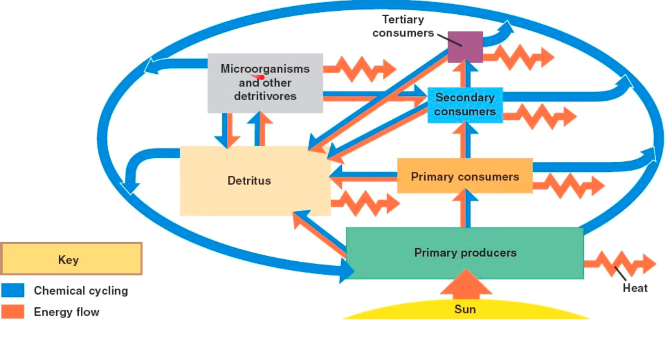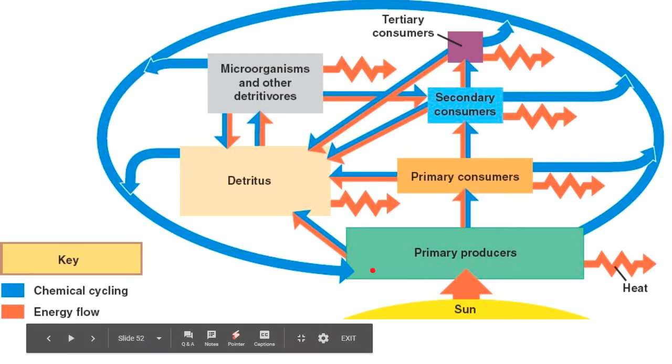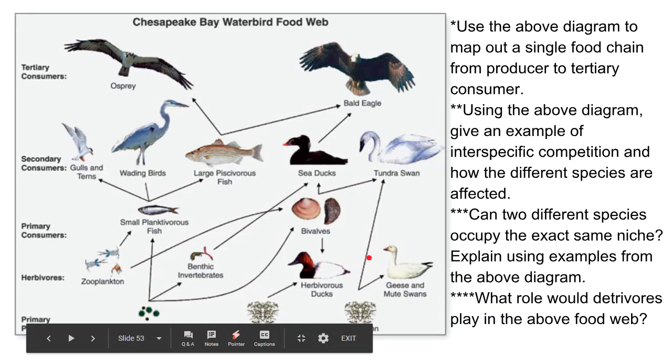So what you're going to see a lot over the course of this slideshow is the importance of microorganisms and detrivores to break things back down and put them in simple chemical forms to get back into plants.